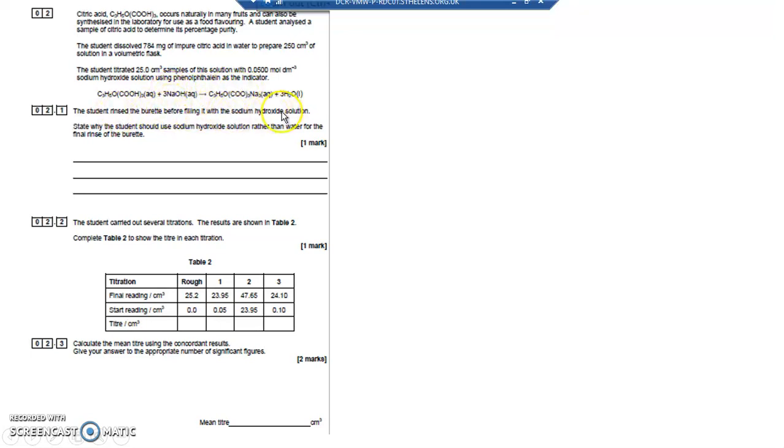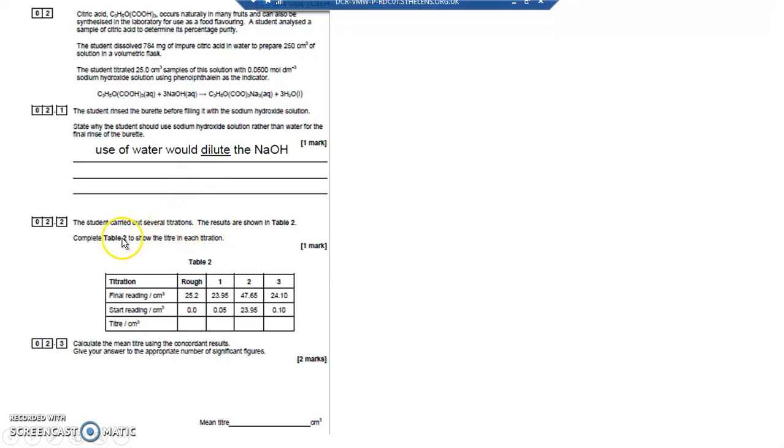The student rinsed the burette before filling it with the sodium hydroxide solution. Why should the student use sodium hydroxide to rinse the burette? Well, sodium hydroxide is going to go in the burette, so use sodium hydroxide to rinse it, otherwise the water may dilute the sodium hydroxide that's going to be in there.